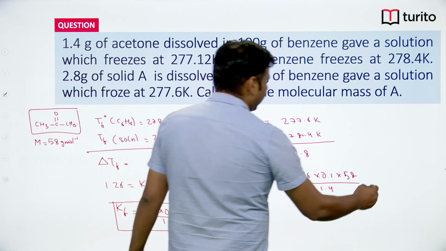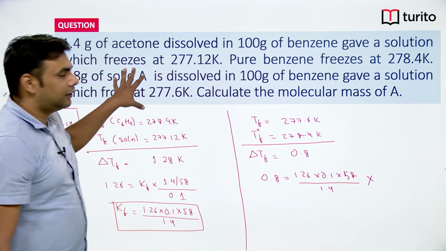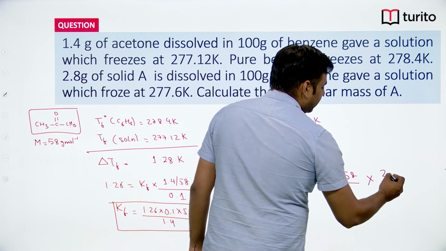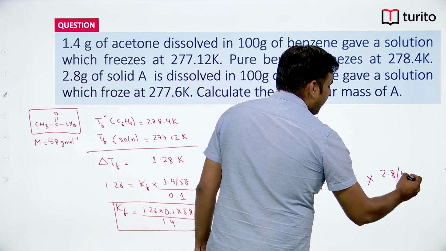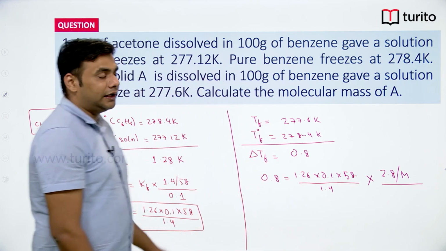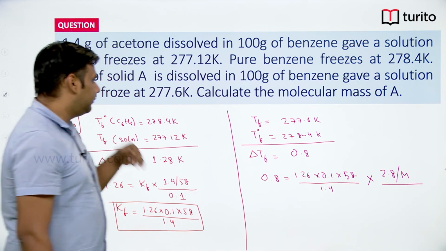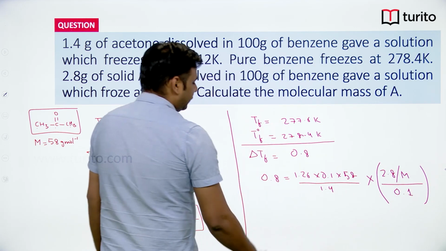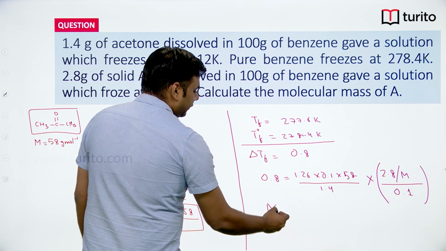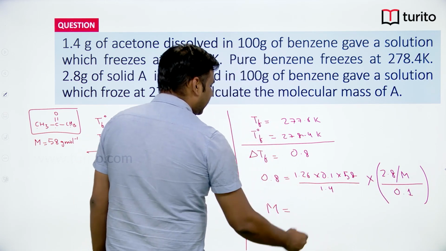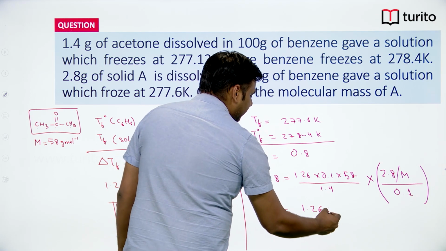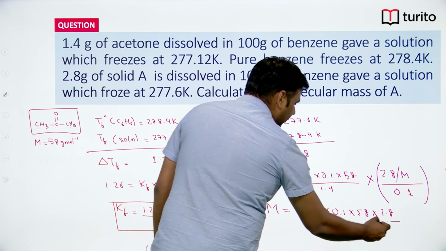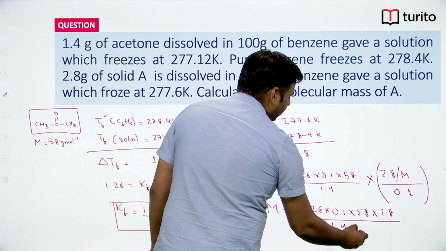Now m over here would be the molality of this solution. So the molality of this solution would be the number of moles of solute. The number of moles is mass upon molar mass. Let the molar mass of the unknown solid be M, divided by the mass of solvent in kg, which is 0.1. Okay, so from here we can get the value of M. So 0.1 will get cancelled out. So we will have 1.26 into 0.1 into 58 into 2.8 divided by 1.4 into 0.8.